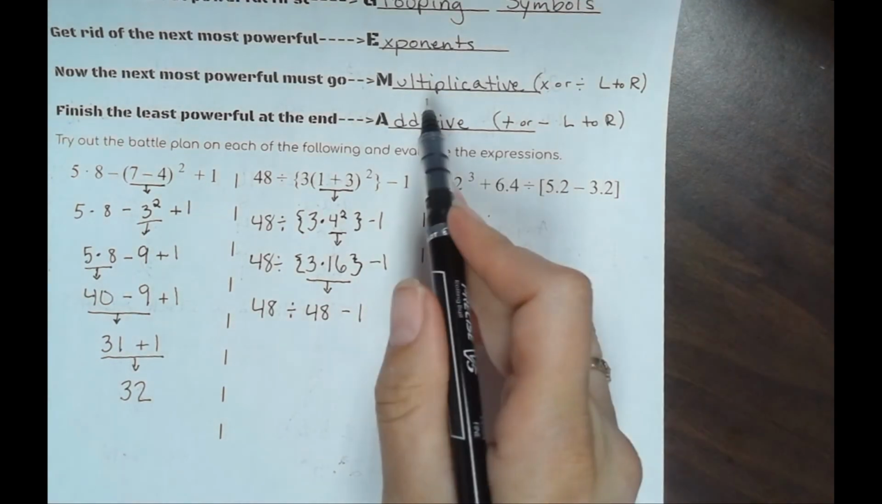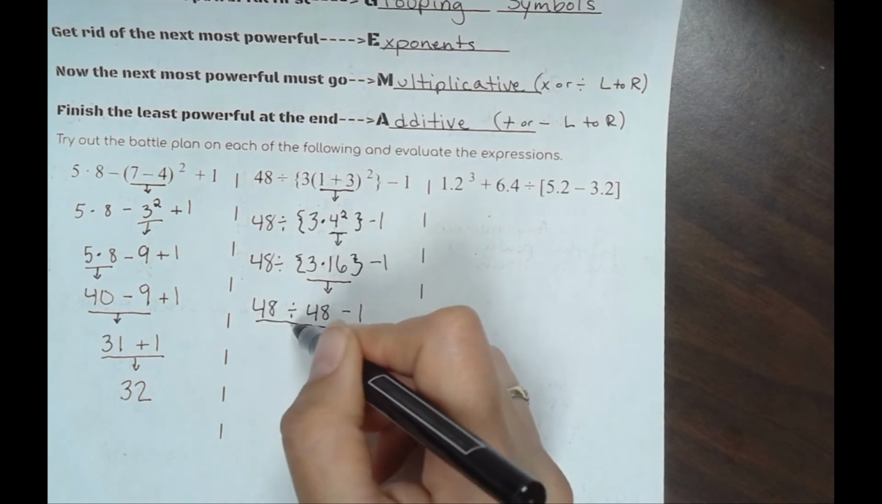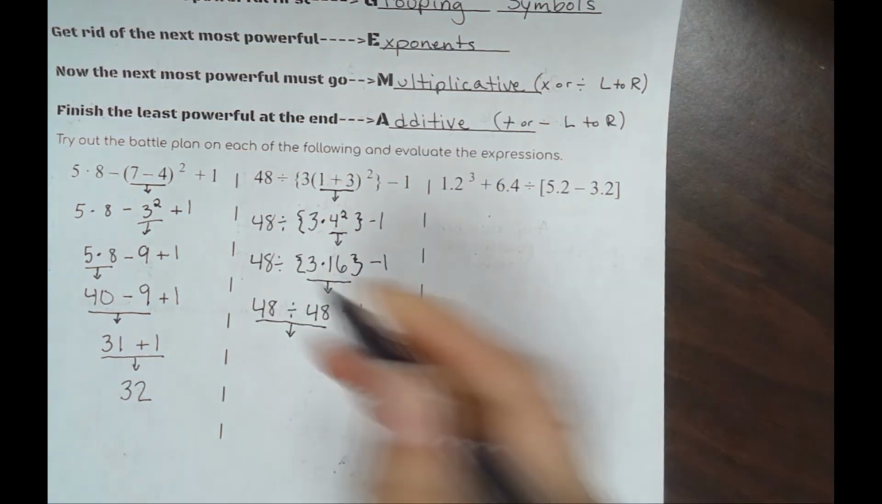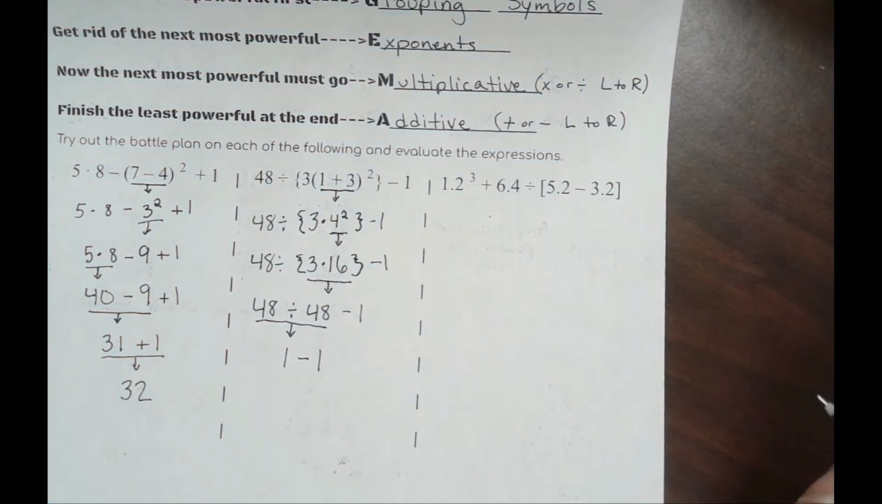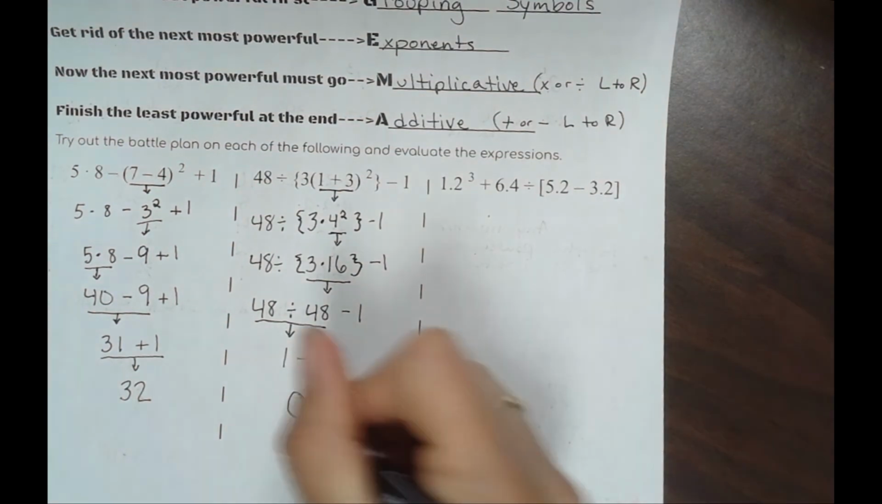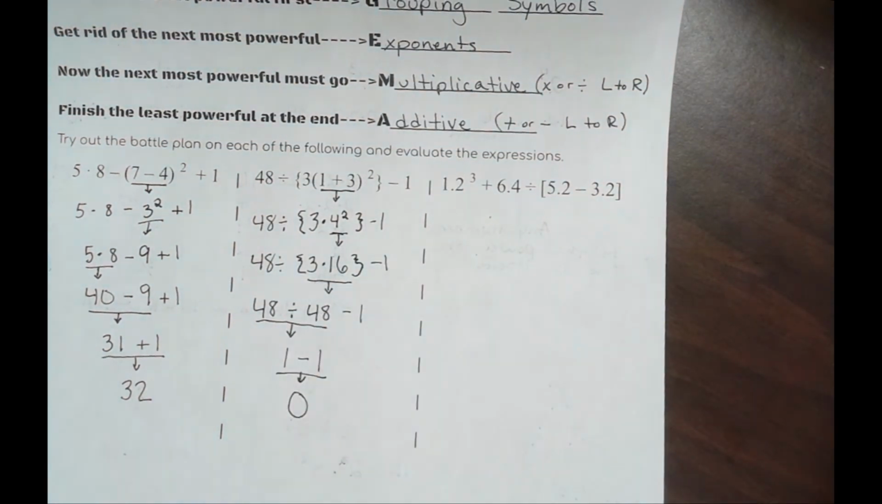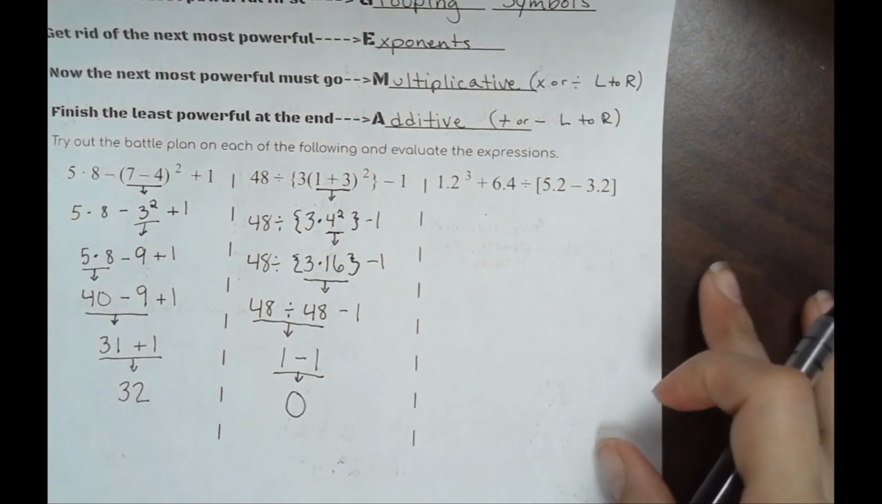Now multiplicative, so multiply or divide left to right. I have a division first, so I'm going to do it. 48 divided by 48 gives me 1. Bring down everything we haven't changed, and 1 minus 1 gives me 0. One change at a time, and you're far more likely to do it correctly.